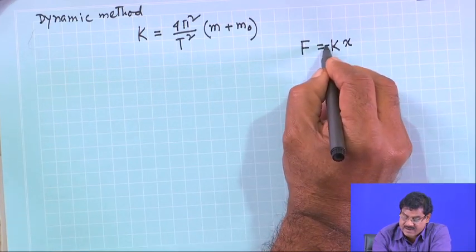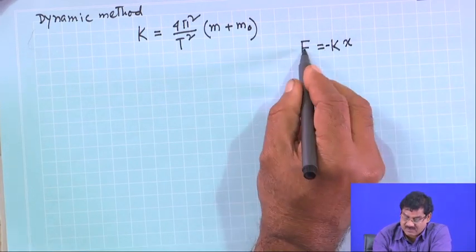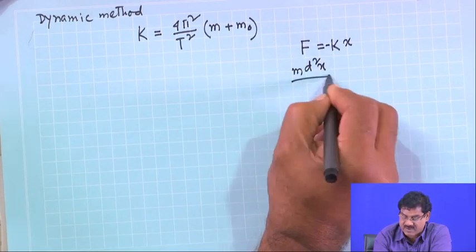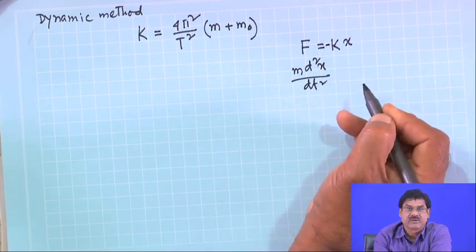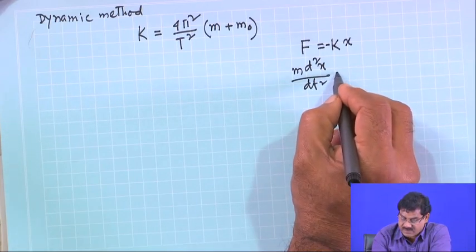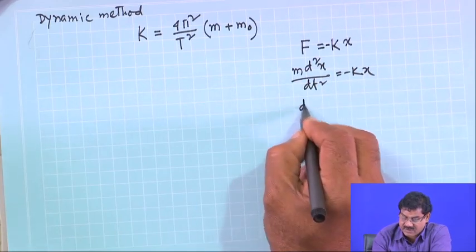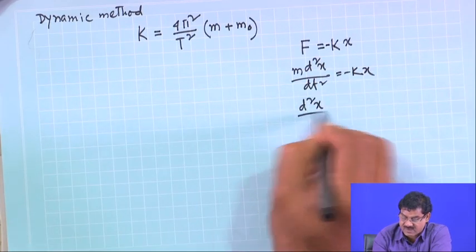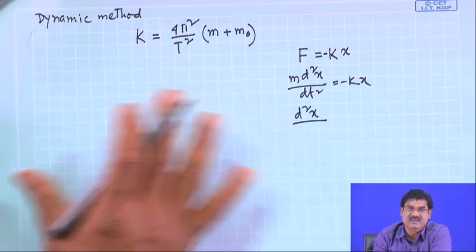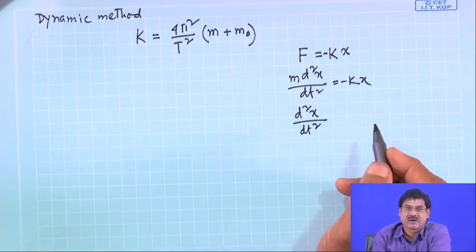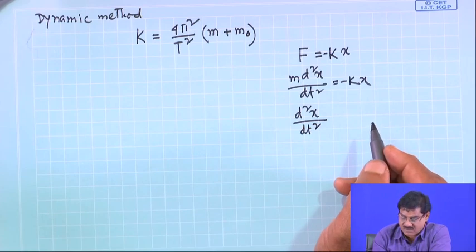And then I will put a negative sign. Now, F equal to, basically in differential form, d²x/dt², then equal to minus kx. So you are getting the differential form of this spring mass system, the standard differential form, a second order differential equation.